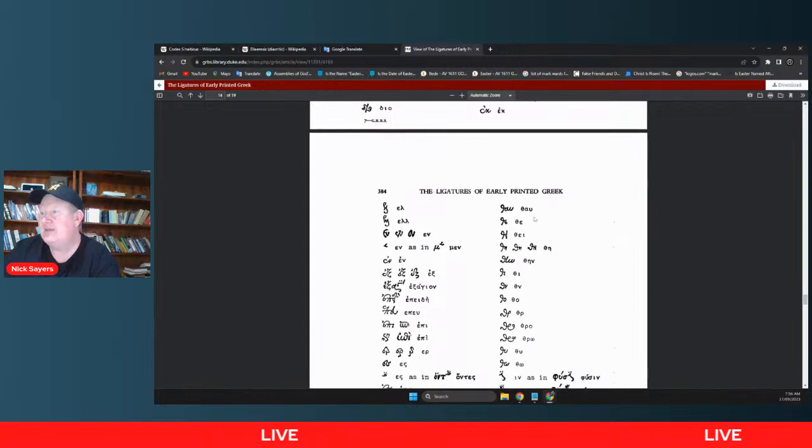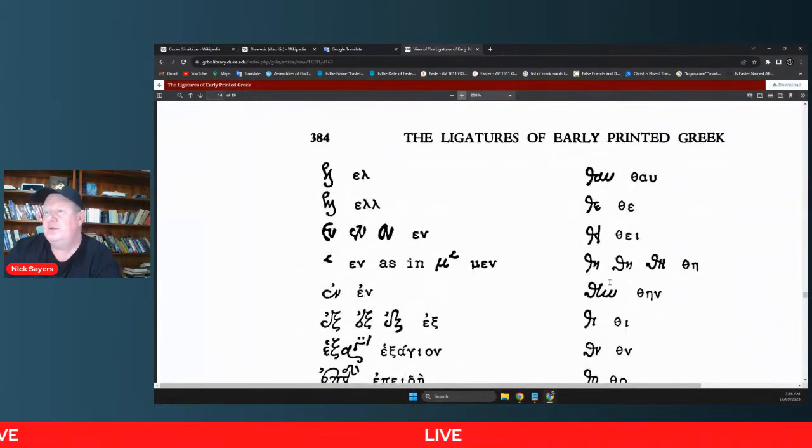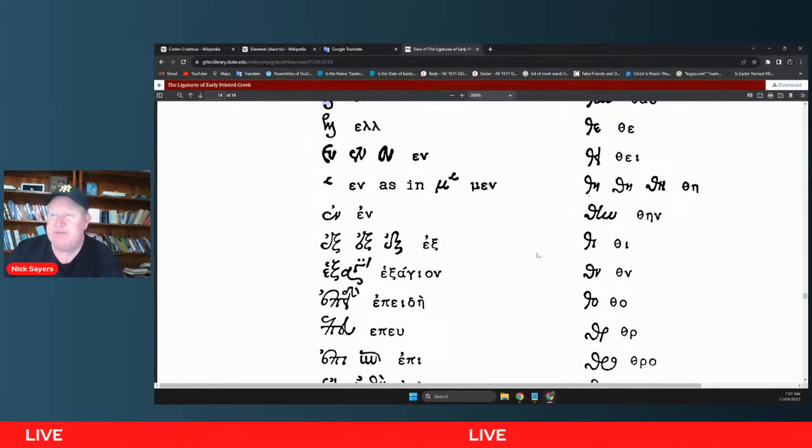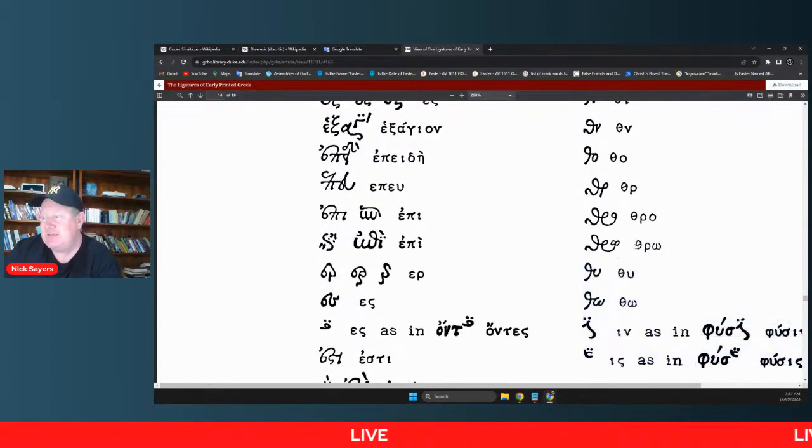So we can see these ligatures. Let me just enlarge them. Say EL, epsilon lambda, looks like that in some of this printed Greek. This is why it took so long for Greek to become printed. Aldus had to formulate about 1,000 letters for the Greek language. They could have just done it in this type of thing. The Complutensian Polyglot did that.